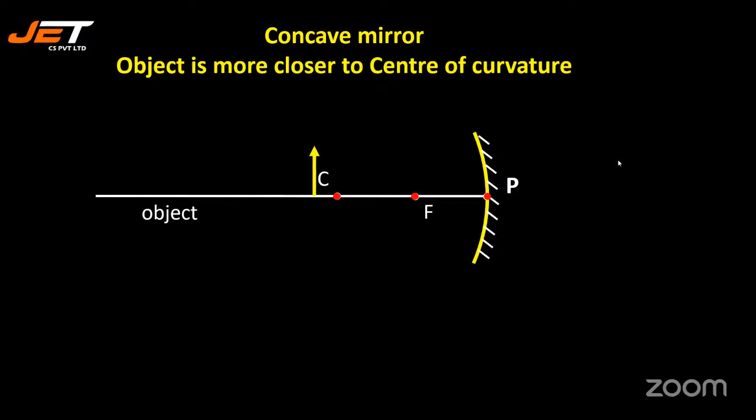Let us move it further closer to the center of curvature, to the mirror. Let us see where the image is formed. Where do you think the image is formed, students? Can you type in the chat box? It is beyond center of curvature. So where do you think the image is formed? You can please type that in the chat box and let me know.